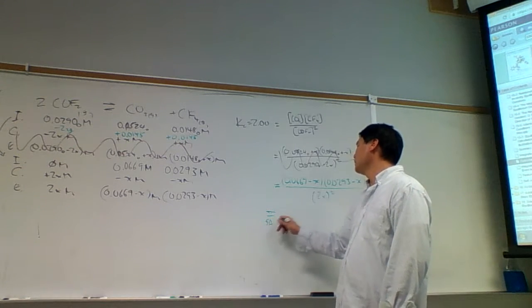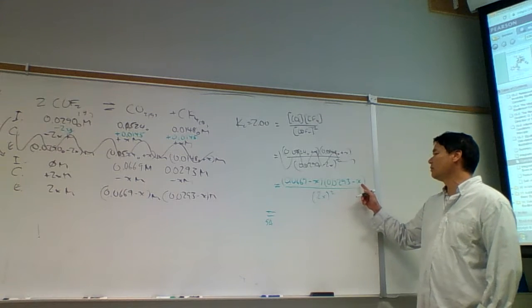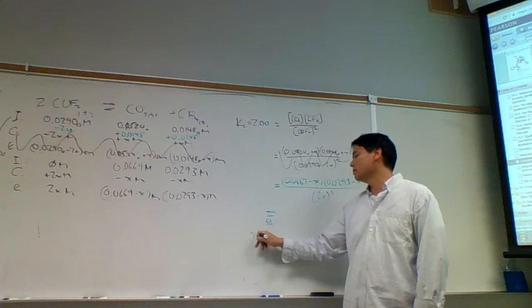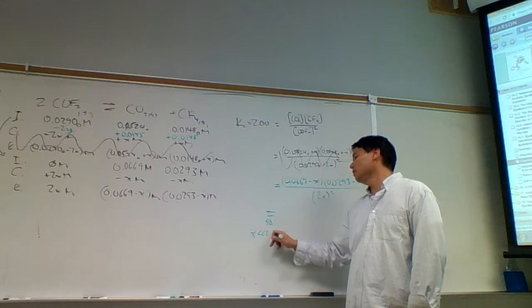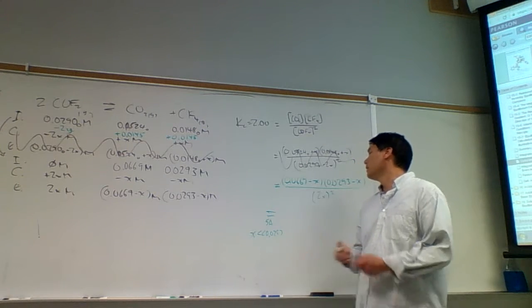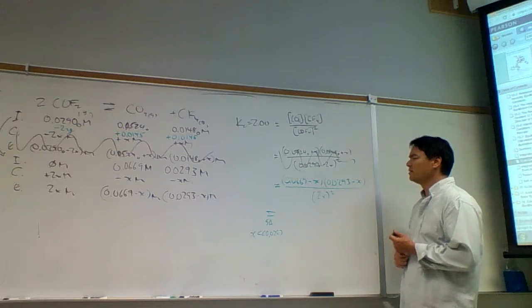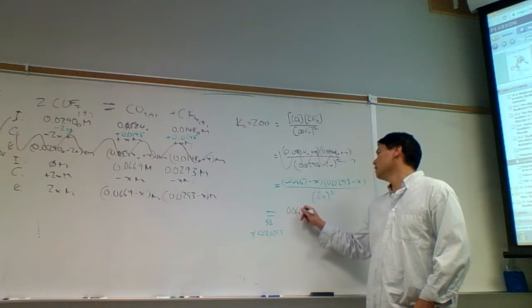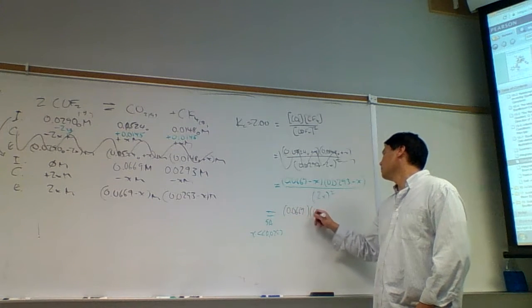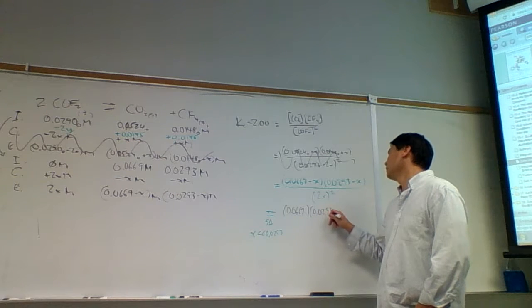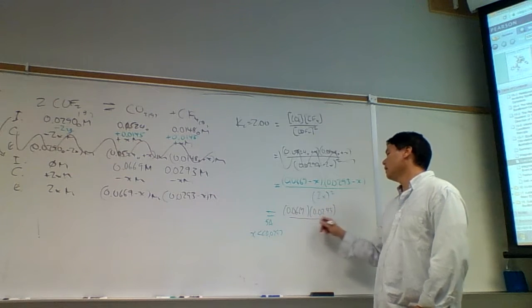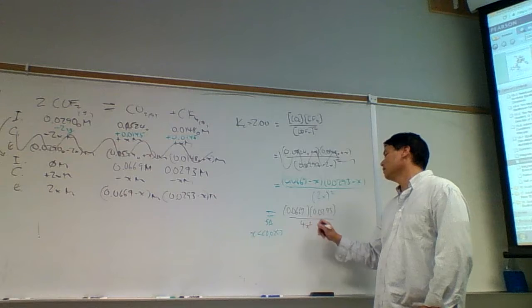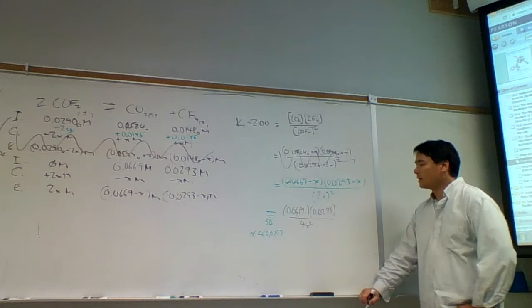If we use the SA, then we're going to say that x is going to be smaller than 0.0293. So x is smaller than 0.0293. Then that's going to give us this. It's going to give us 0.0669 times 0.0293 divided by 4x squared. And then solve for x here.